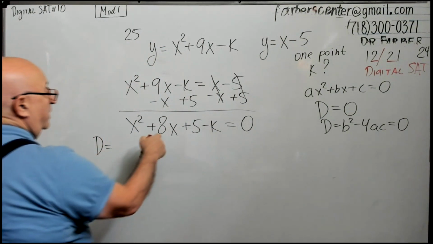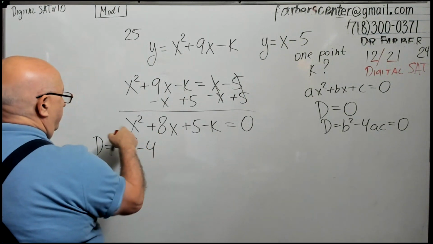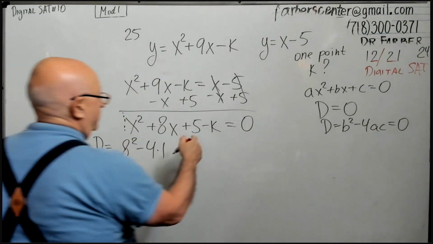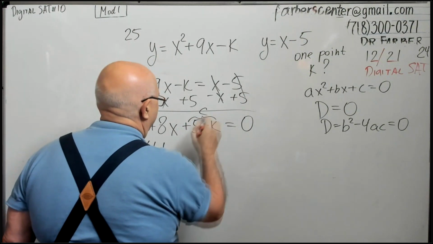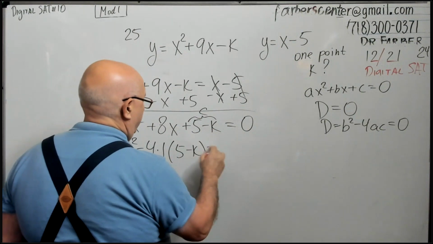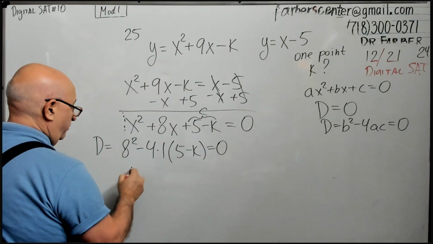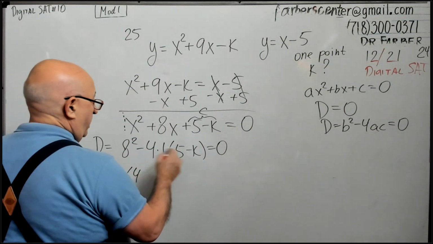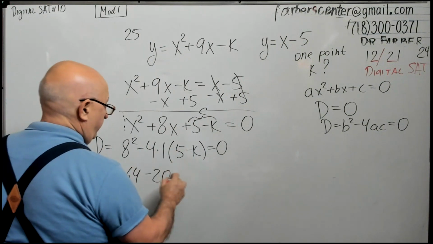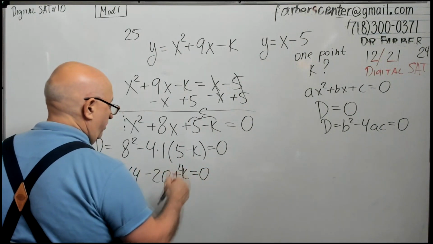The discriminant equals b squared, which is 8 to the second, minus 4 times the hidden 1 times 1. And this is c, the value without x, times 5 minus k, equals 0. Or 64 minus 20 plus 4k equals 0.